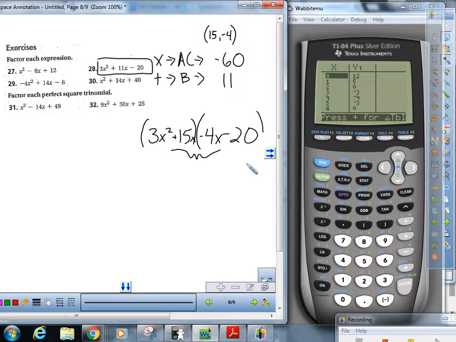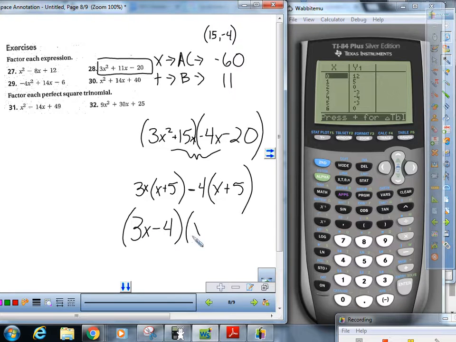So what gets pulled out of the left side? A 3x. And x plus 5 remains. I'll know I'm doing this right if I get an x plus 5 on the inside. What can I pull out of this? A negative 4. What remains? An x plus 5. I'm feeling extra good about myself now because it's positive Wednesday. So I say 3x minus 4 times x plus 5, and that is tough stuff.